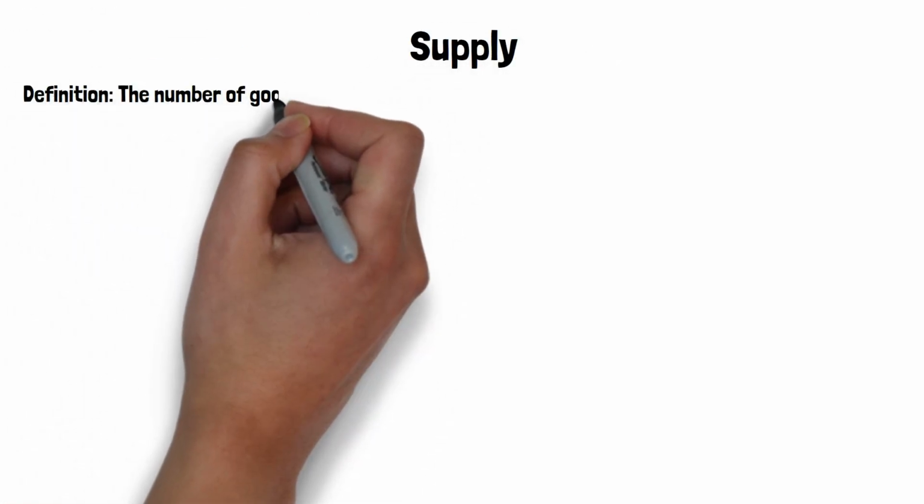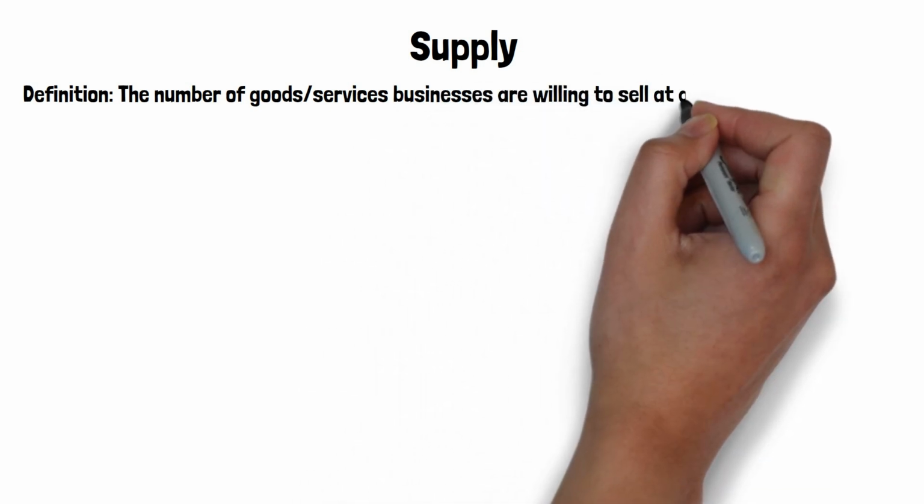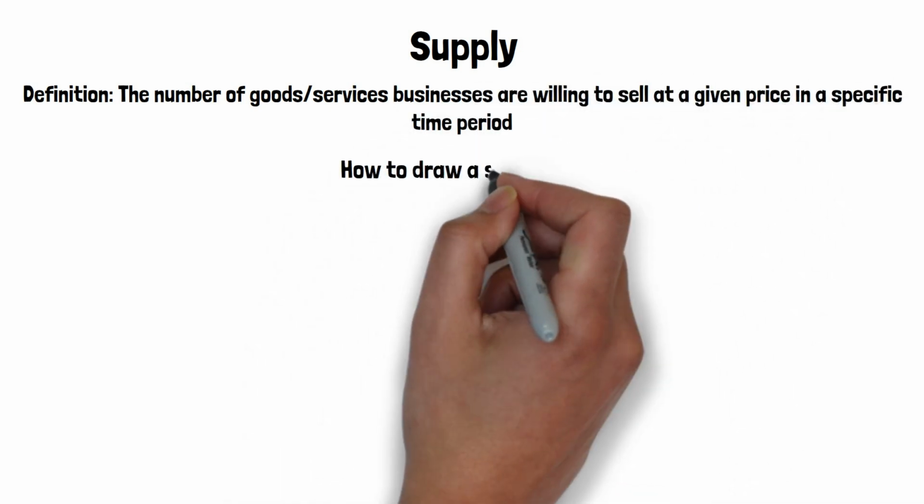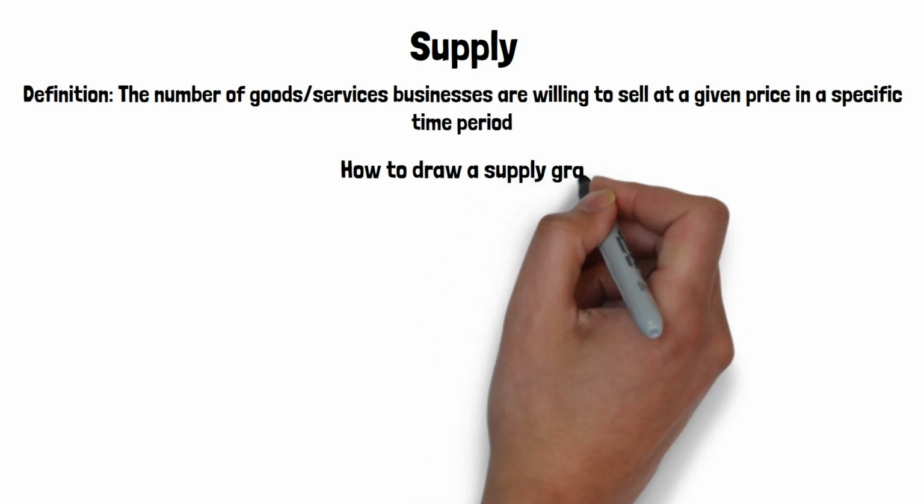Starting off with supply, what exactly does it mean? Well, it can be defined as the number of goods or services businesses are willing to sell at a given price at a specific time. For your exams, it is important that you know how to draw a supply graph as well as interpret it.